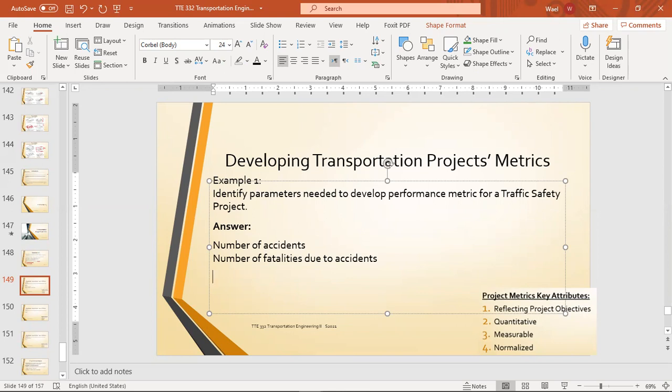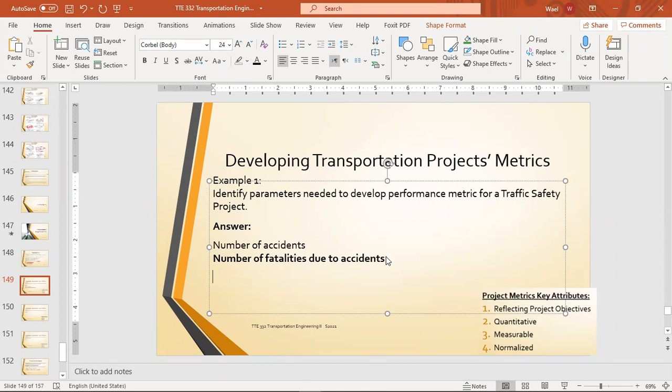Now to the fourth criteria, normalized. How can we normalize this? How can we make it comparable? We find the average number of accidents and fatalities. No, we can use either average number of accidents or average number of fatalities. Let's go with the fatalities now. What do you mean with the average? We take the total number and divide it by the number of accidents over a month period or so.